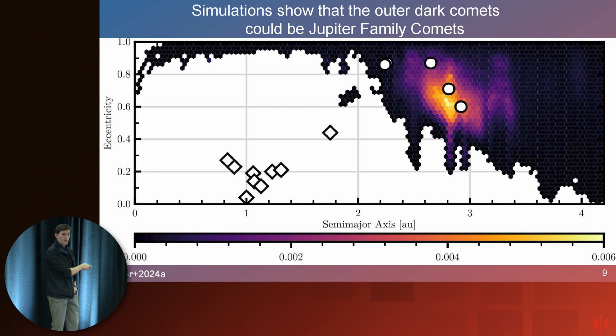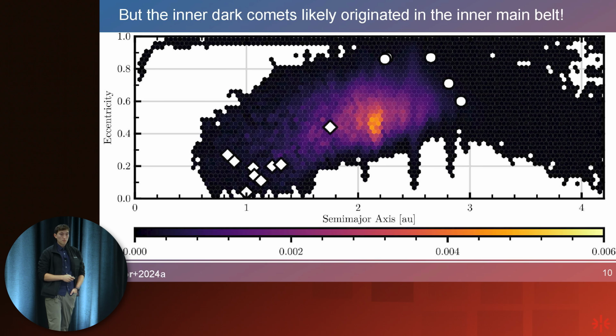But there is a 0% chance that you find an inner dark comet at this location. It's just not possible to find an object there. So we think that these are probably Jupiter family comets, while these are something else. The interesting thing is that that something else is the inner main belt. This is the same distribution, but for inner main belt objects. What you can see is that these are somewhat lower probability, and these are also relatively low probability, but that probability is not 0.